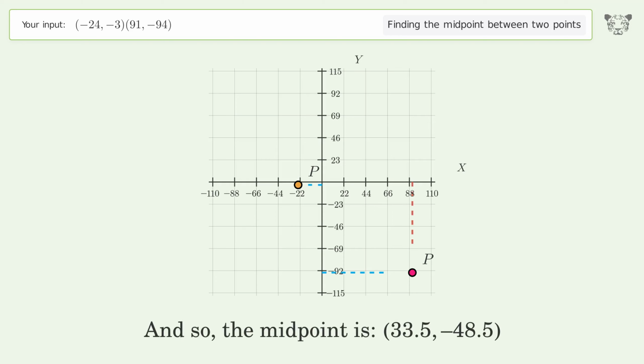And so, the midpoint is 33.5, negative 48.5.